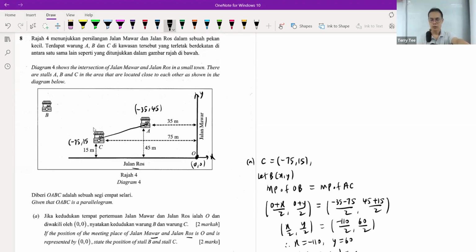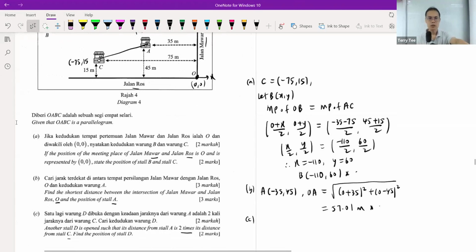So I guess the question would be better if they mentioned that stall D lies on a straight road connecting C and A. They should mention that because the marking scheme is based on the formula (nx1 + mx2)/(m + n), (ny1 + my2)/(m + n). Okay, so I would just assume that to be true.